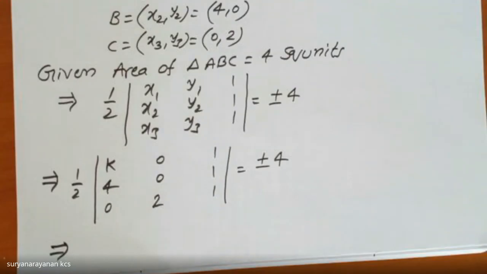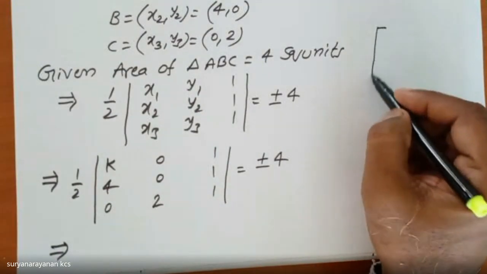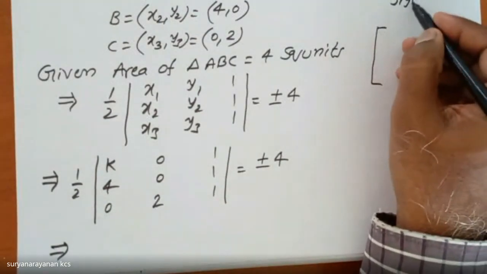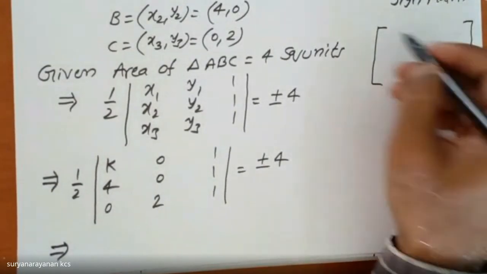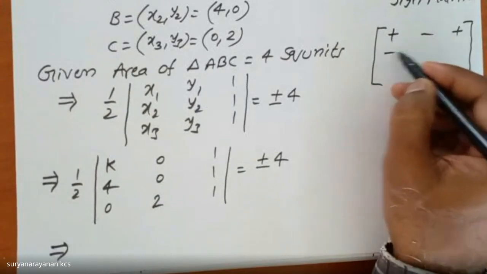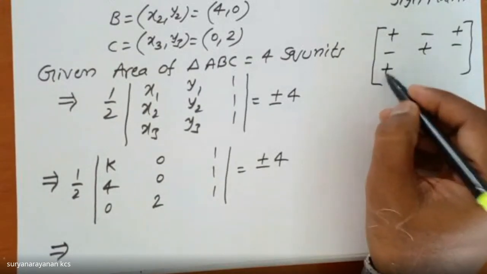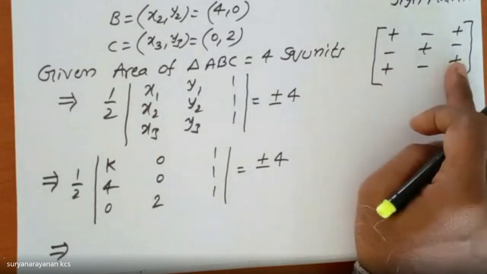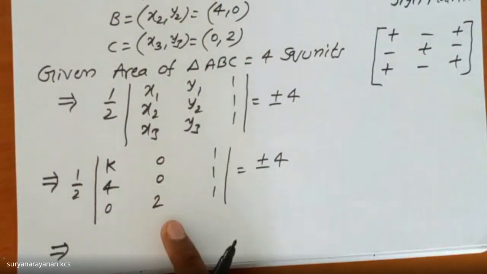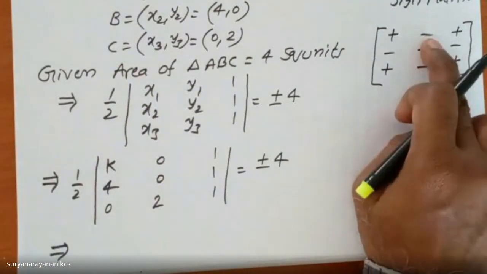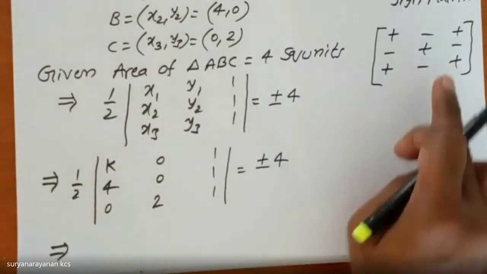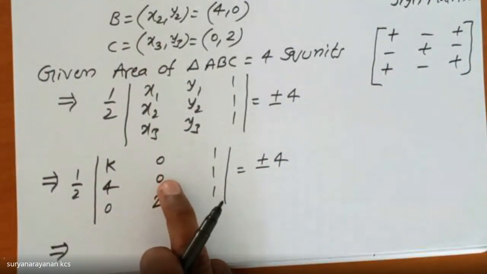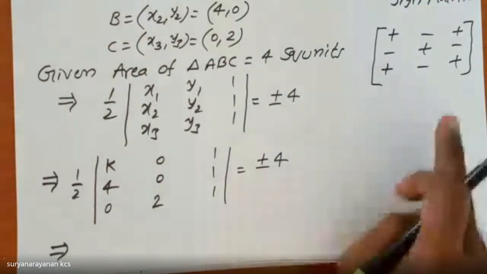Second column. So you have to remember this sign matrix. It is important. What is a sign matrix? Plus, minus, plus, minus, plus, minus, plus, minus, plus, minus, plus. This is important. So we are expanding this determinant along C2. So here the minus symbol is there. Minus into 0, no need to write this first term. Similarly, plus 0 into, no need to write the second term also.